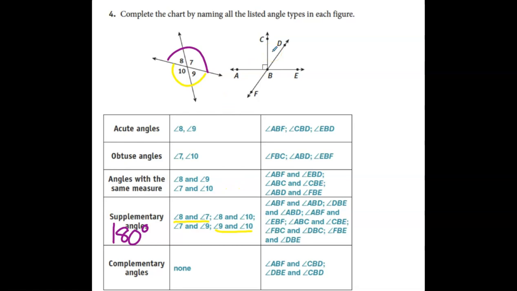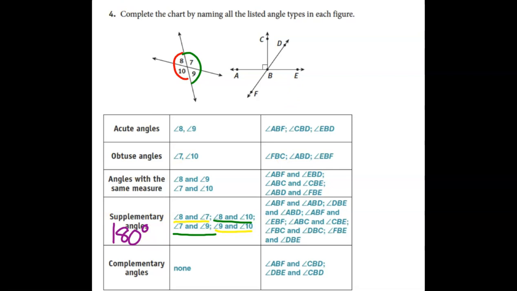I can also look up and down. For example, 8 and 10 together are going to be 180 degrees and give you a line, as well as 7 and 9. That's how we got these two answers down here. So you can look left to right to get supplementary and up and down. And then for complementary, there are none because we have no 90-degree angles.